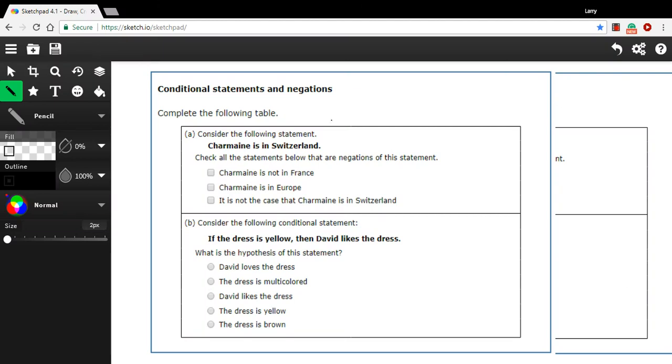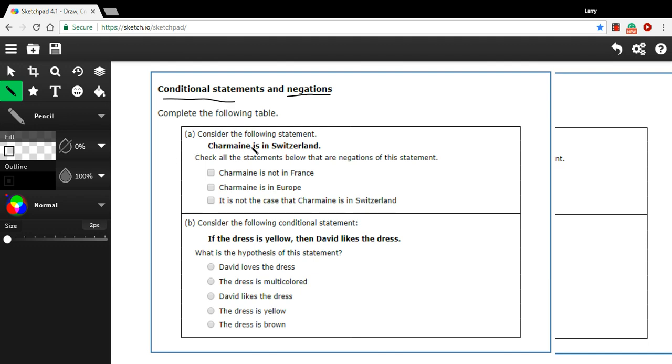In these problems, we're working with some logic statements, specifically negations. That's where you just say that something is not true. And conditional statements, and those are if-then statements. Let's take a look at this first one.